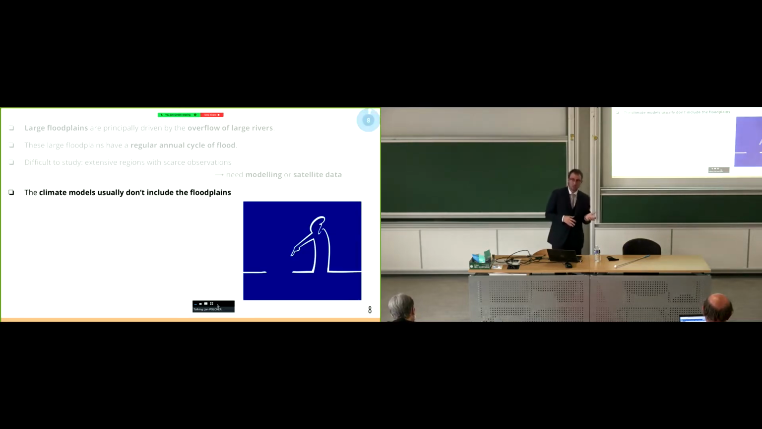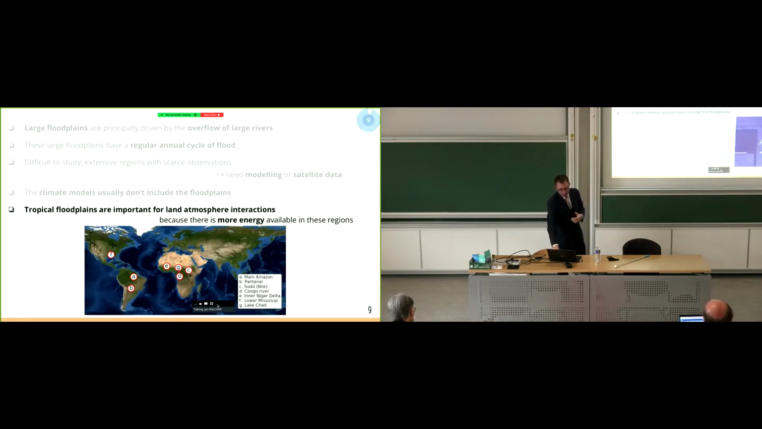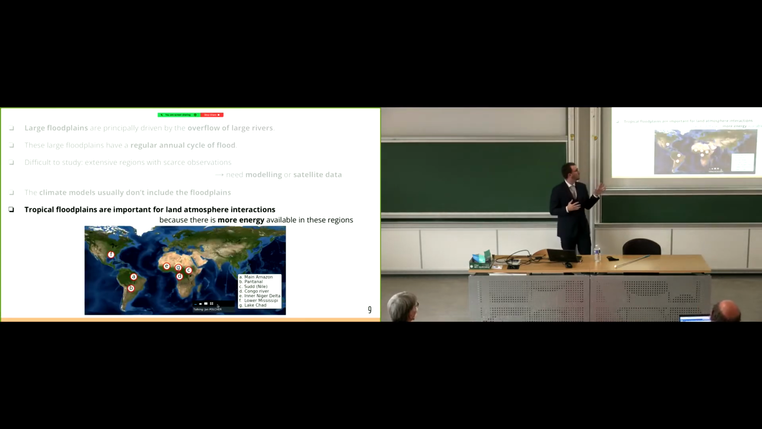Concerning modeling, the climate models usually don't include the floodplains. So we have large open water surfaces which are not included in these models. And this is more important for tropical floodplains because over these regions there is more energy available. You can see here some examples of the large tropical floodplains in the world.